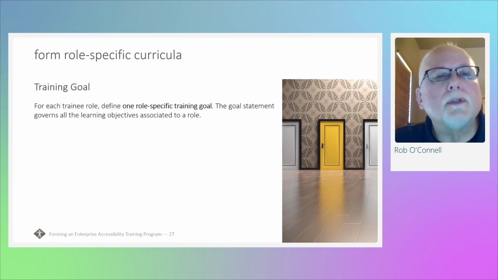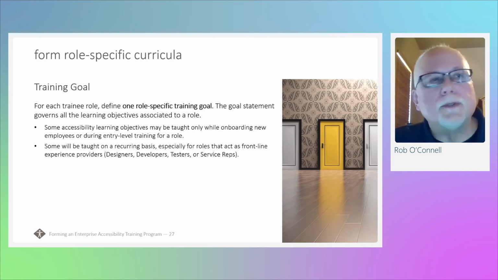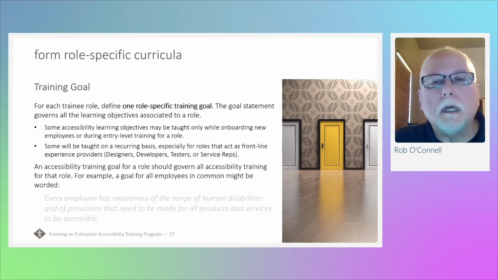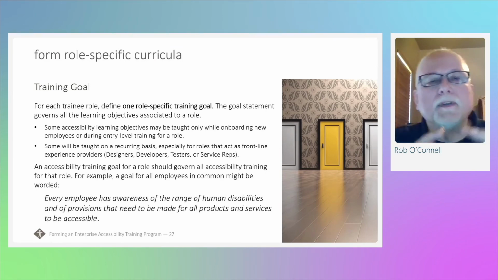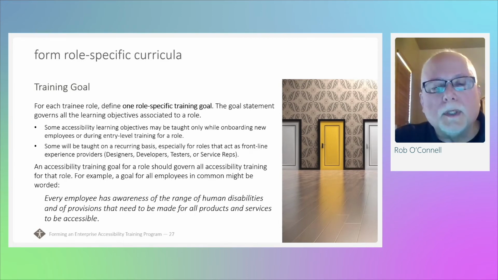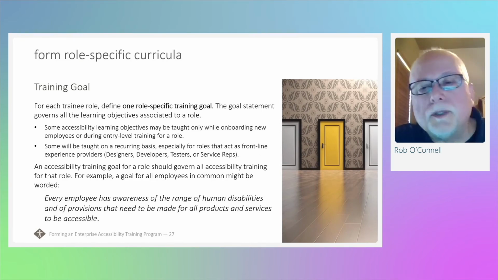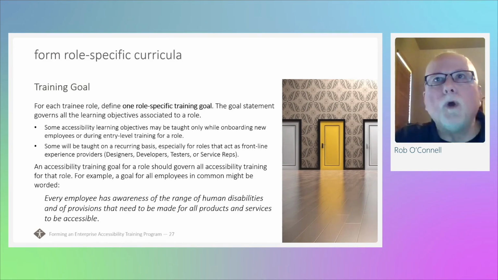So let's just begin with the training goal. For each role, that's designer, developer, MSR, and even the general common training, you wanted to have a statement of that role. And so for the common area, for example, this is the one goal that governs all of the training in that area for all roles in common. Every employee has awareness of the range of human disabilities and of provisions that need to be made for all products and services to be accessible. That's the overall governing principle by which we train.